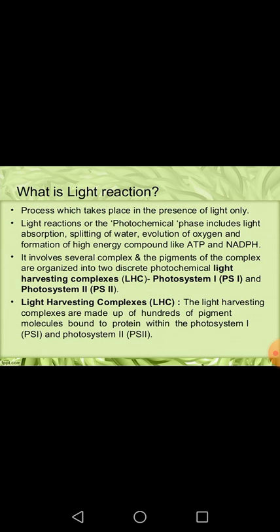I want to tell you that the light harvesting complexes are made up of hundreds of pigment molecules which are bounded to protein within the photosystem 1 and photosystem 2. तो यानी मैं कह रहा हूँ कि जो ग्रेना है, ग्रेना की जो मेम्ब्रेन है, इस मेम्ब्रेन में कई तरह के LHCs होते हैं. 2 तरह के LHC होते हैं आपके, ठीक है. आखिर ये लाइट हार्वेस्टिंग कॉम्प्लेक्सेस होते हैं जो लाइट को हार्वेस्ट करने का काम करते हैं.